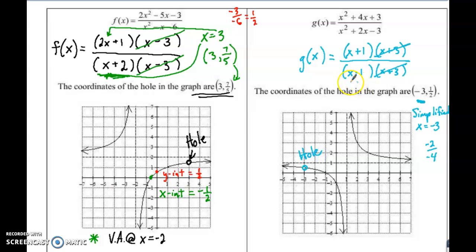The other factor in the denominator is x equals 1. Since it did not cancel, it is a vertical asymptote.